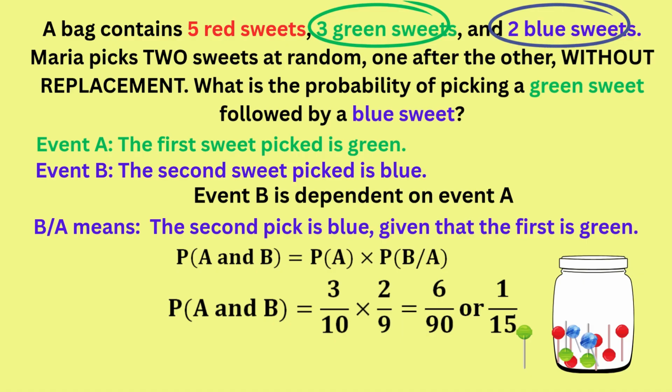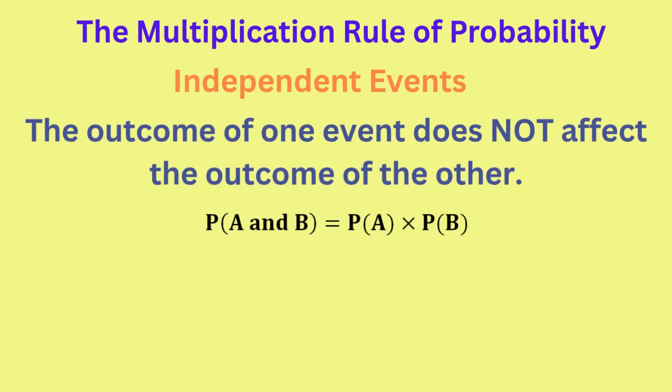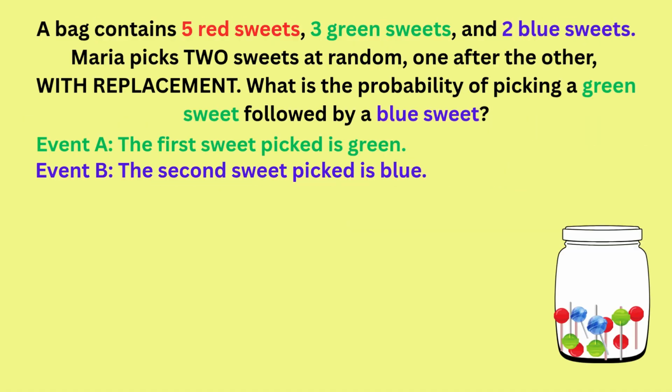Now let's look at a few problems where the events are independent, meaning the outcome of one event does not affect the outcome of the other. If we take the most recent example and change the situation to with replacement, meaning the first sweet was put back into the jar before the second sweet was drawn, this would now mean events A and B are independent, since regardless of the outcome of the first pick, the outcome of the second pick is not affected, since we will still have the same 10 sweets in the jar.